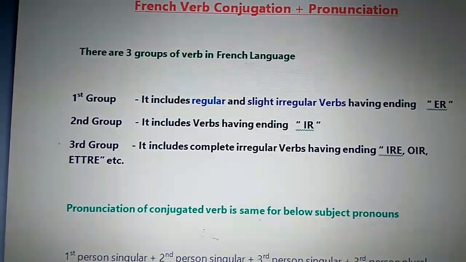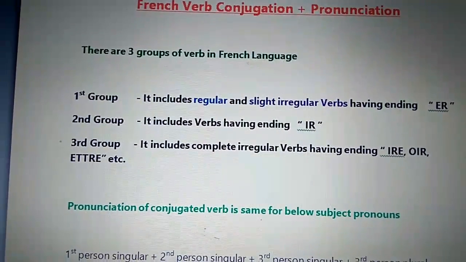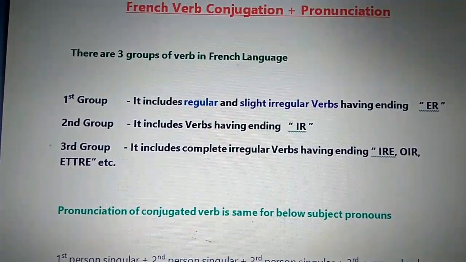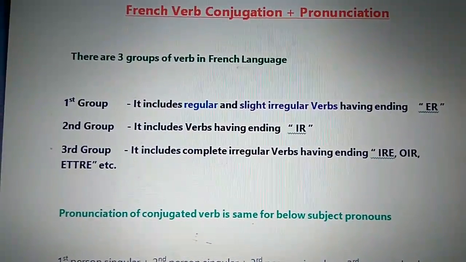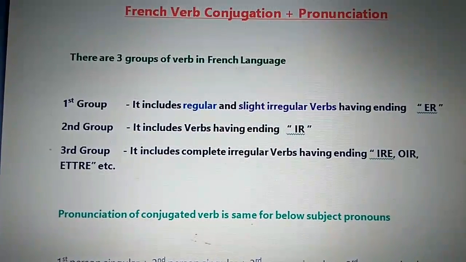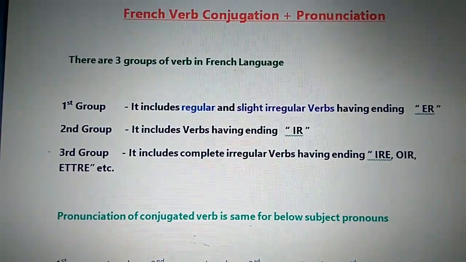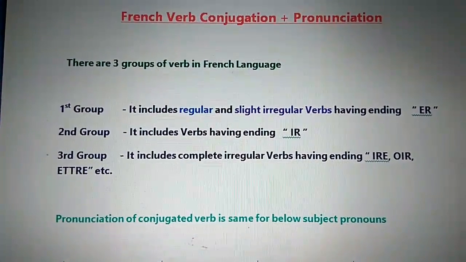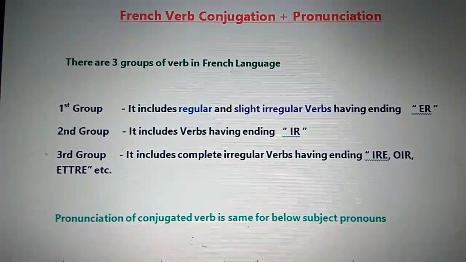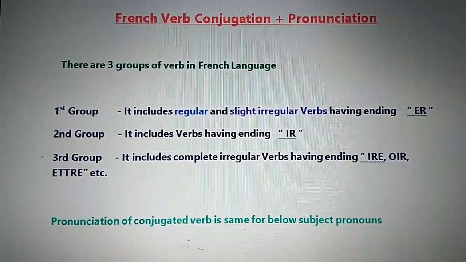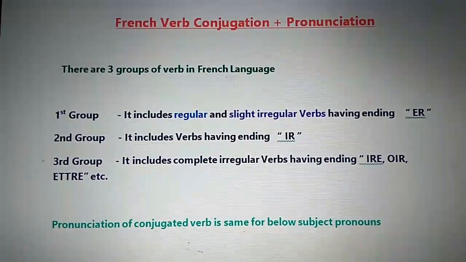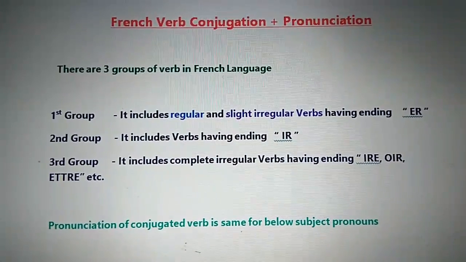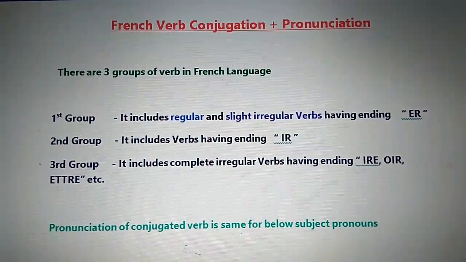The first group includes regular and slightly irregular verbs having the ending er. The second group includes verbs having the ending ir. And the third group includes completely irregular verbs having the ending ire, oir, ettre, etc. The third group is pretty difficult to remember but not tough, so it's all about practice, and we'll discuss it later when we come to the third group of verbs.